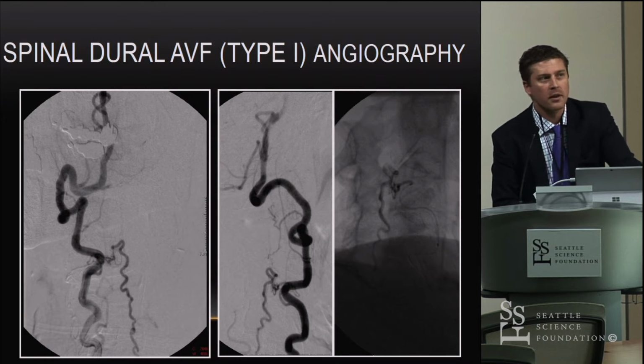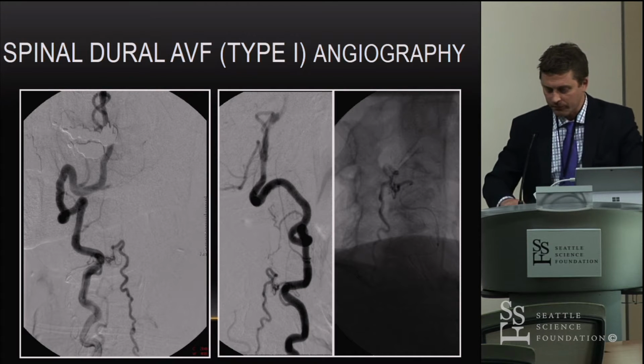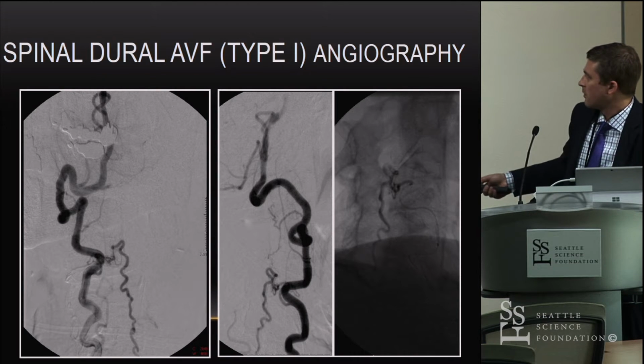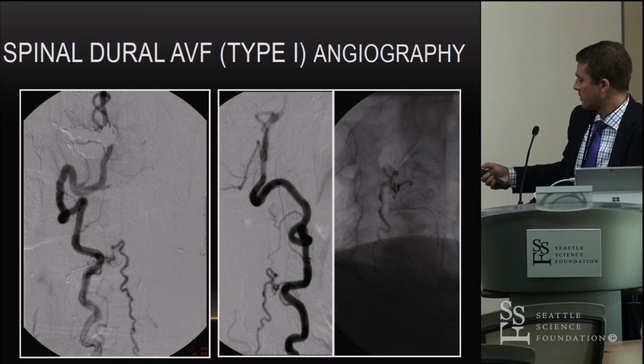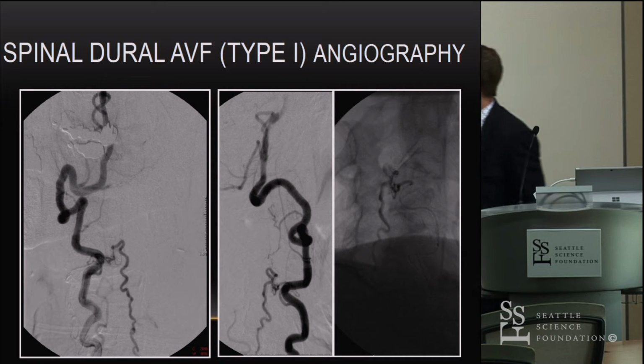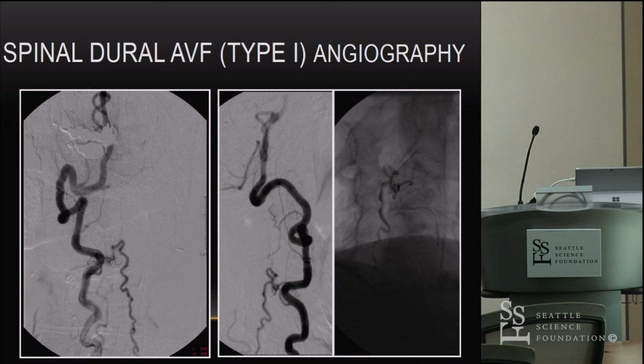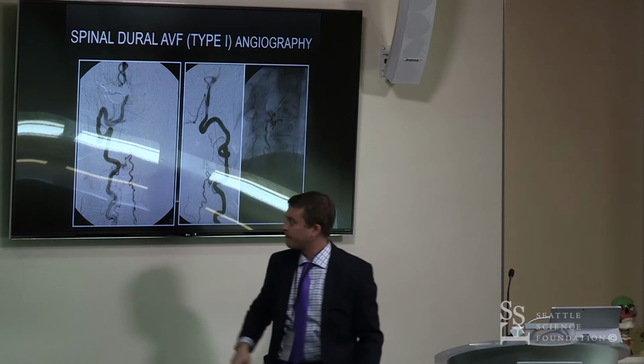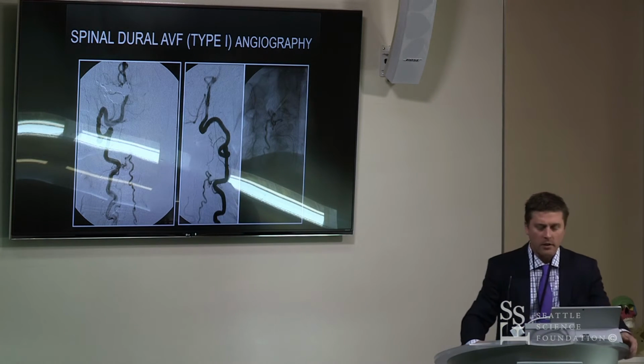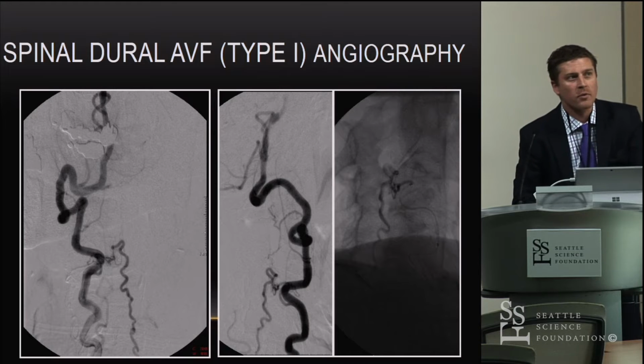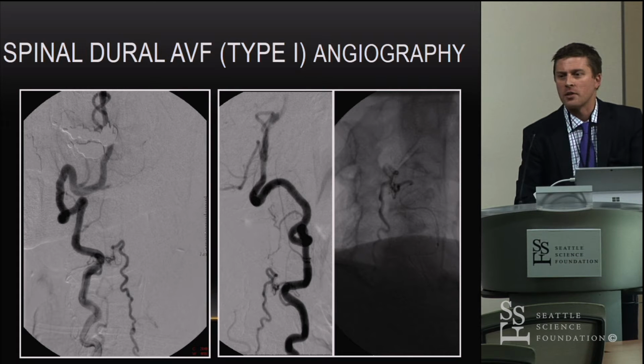So when we look at this example here, I guess it's not going. We can see here, this is the fistula right here, and this is the draining vein. You can see on the unsubtracted view that the fistula is right at the intervertebral foramen. So that's where you find these things. They're kind of the easiest fistulae to treat surgically, because if you find the foramen, you'll find the fistula.